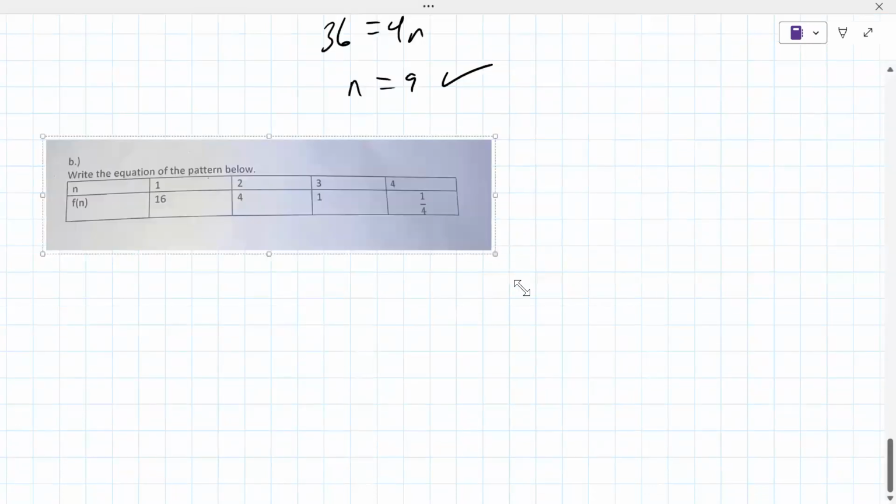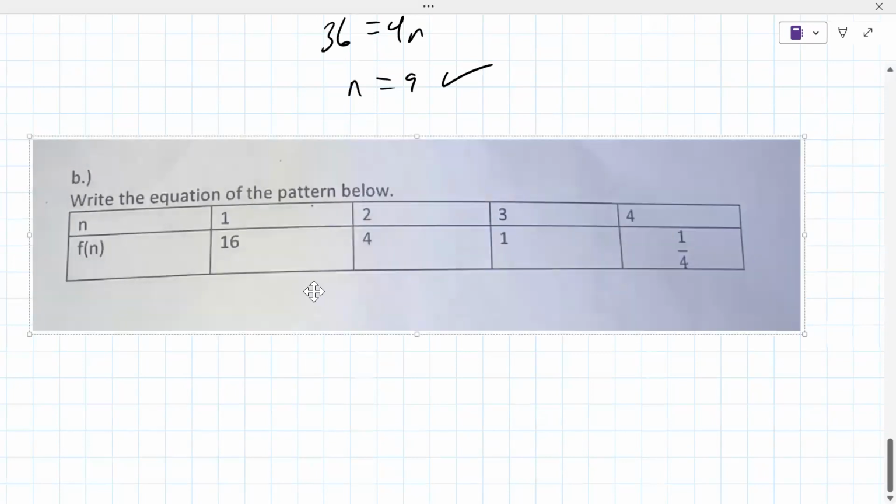All right. So the next one here does not say it's linear. You see that? It just says write the equation of the pattern below. Does that change anything? It does, yeah, it's very different.